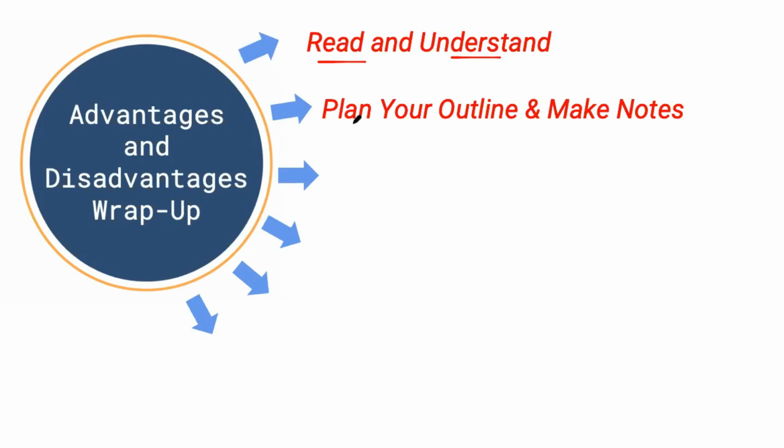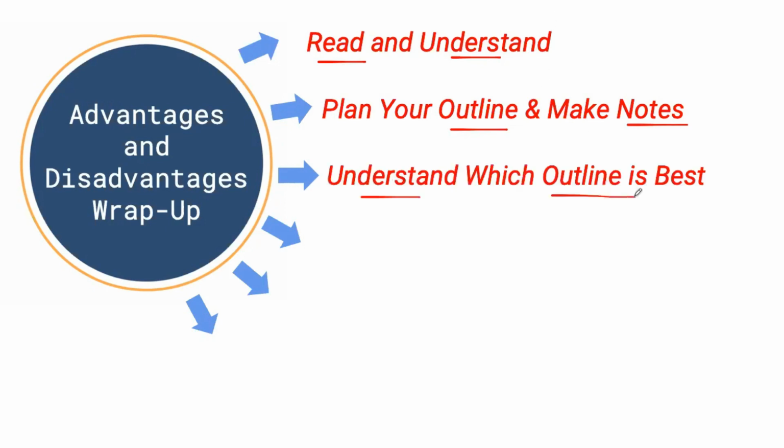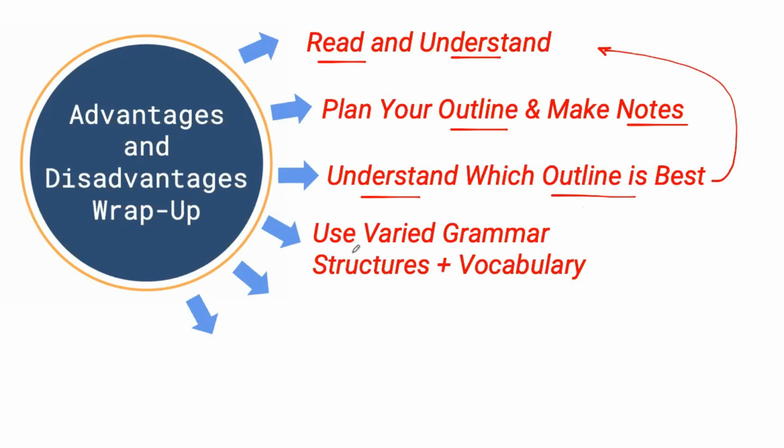And based off of that, you can plan your outline and make your notes. Remember, these should only take about 5 minutes maximum, these 2 steps. Then you want to understand which outline is best. And this relates to this topic right here. If you know that you have the second type where you have to talk about which outweighs which, like we did today, you'll understand which outline is best and how many paragraphs you should include. Then make sure, as always, to use varied grammar structures and vocabulary, especially your connectives, to connect these contradicting arguments.